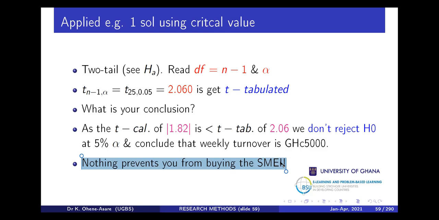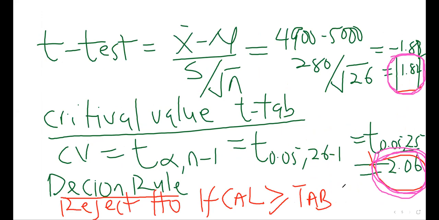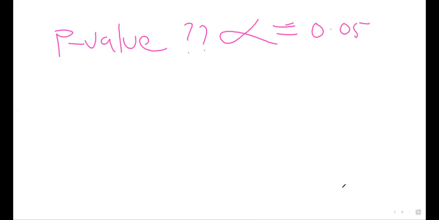Let's look at the next approach, the final approach, which is known as the p-value approach. So the critical value approach simply compares the calculated with the tabulated. Now let's go to the p-value. The p-value approach compares the p-value with that of the alpha level, the level of significance. Now, the alpha level, we don't have to go far because we already know the value to be 0.05. So that one is settled. The only thing we got to battle it with now is the p-value. And finding the p-value is a beautiful exercise.